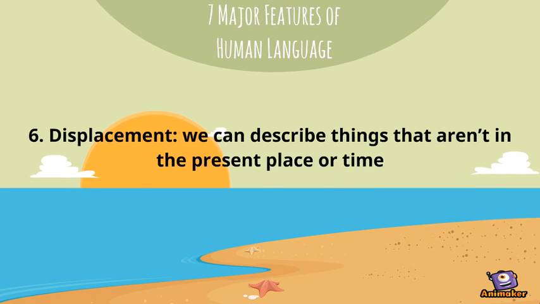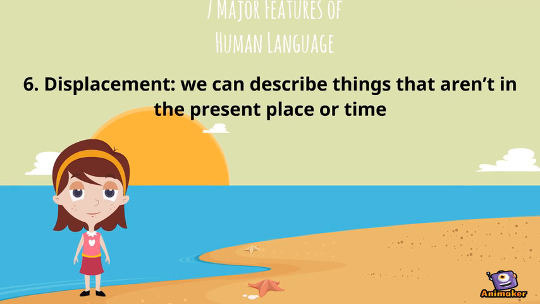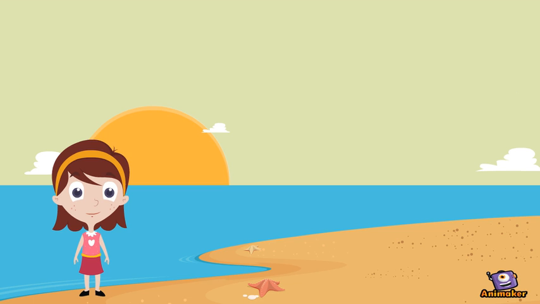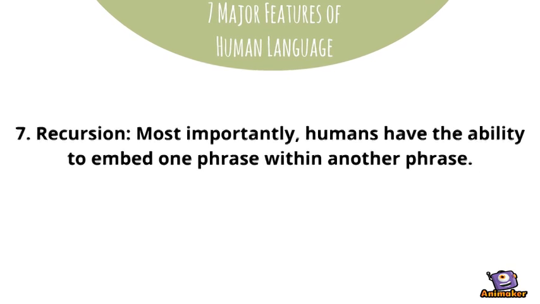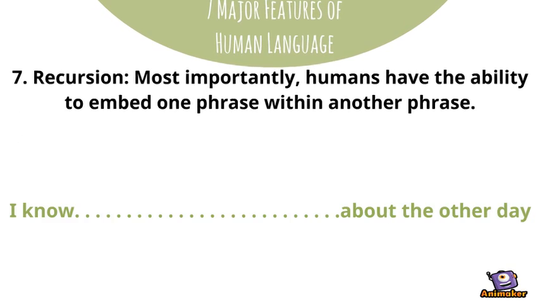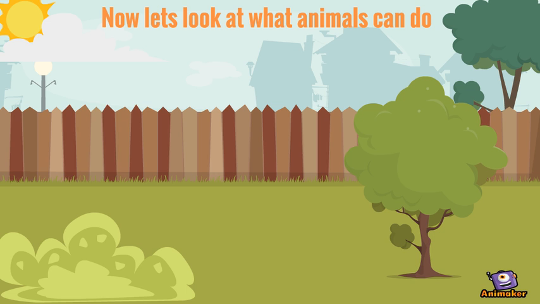6. Displacement. We can describe things that aren't in the present time or place. For example, I can clearly tell you about the experience I had as a child on vacation, and you will understand that it is not happening here and now. 7. Recursion. Most importantly, humans have the ability to embed one phrase within another phrase. For example, I know what John said that Kelly knew about the other day.